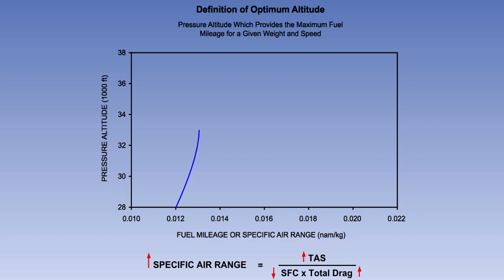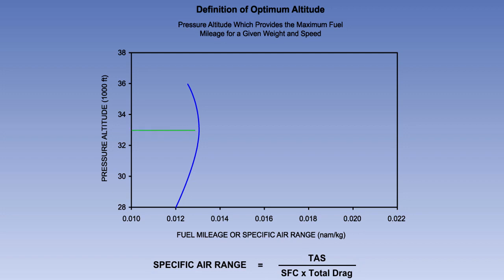On the graph, you can see that the range stops increasing with altitude because of this effect. Consequently, there will be an altitude beyond which the range starts to decrease. This is because the Mach number will be too high, and the penalty due to drag will outweigh the benefits of increasing TAS and reducing specific fuel consumption. Consequently, the specific air range will start to reduce.